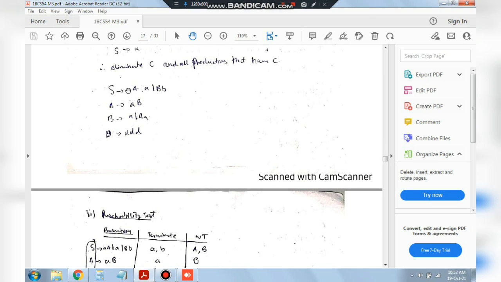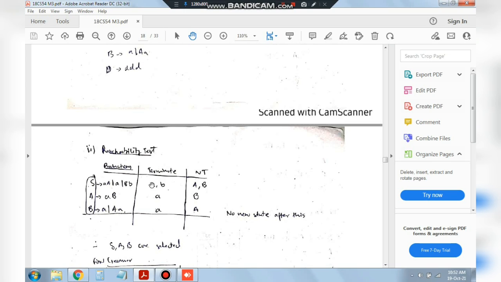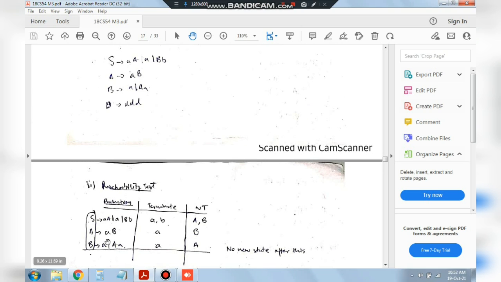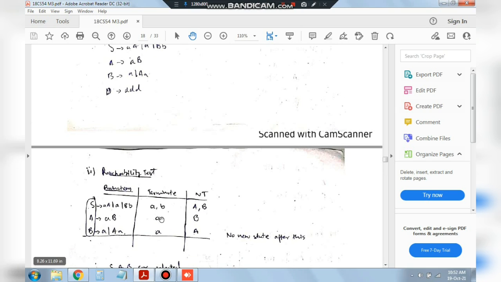Start from S. S goes to AA, A, and B, B. Here we have two terminals and two variables. The terminals are small a and small b. The variables are capital A and capital B. These are the terminals and these are the non-terminals, and we'll be choosing each of these non-terminals one by one. A we'll be writing here. A goes to small a and capital B. These are the terminals small a, and the capital B is the non-terminal.